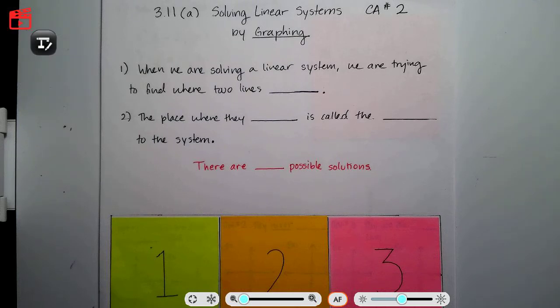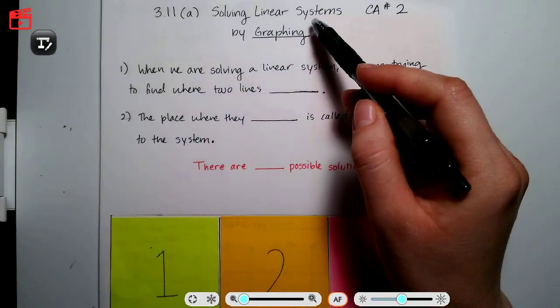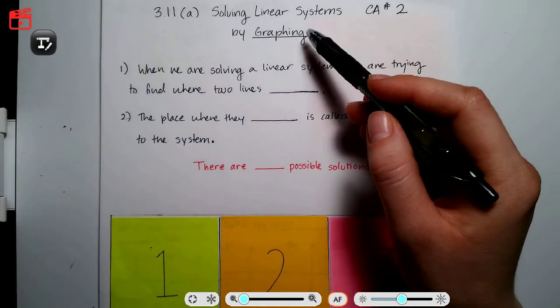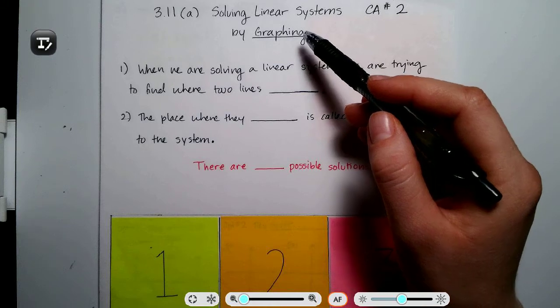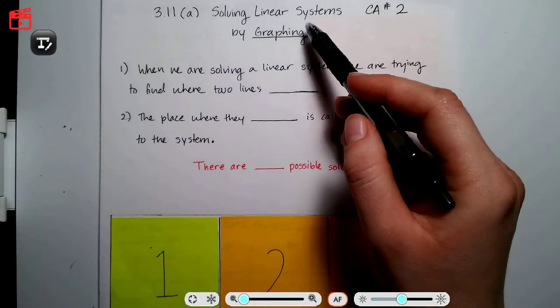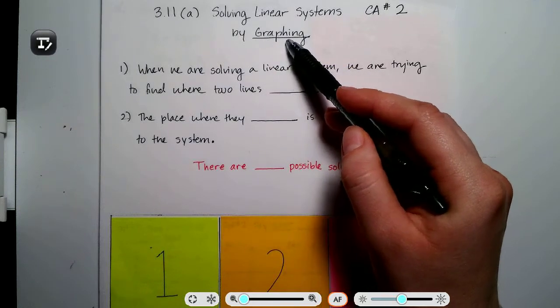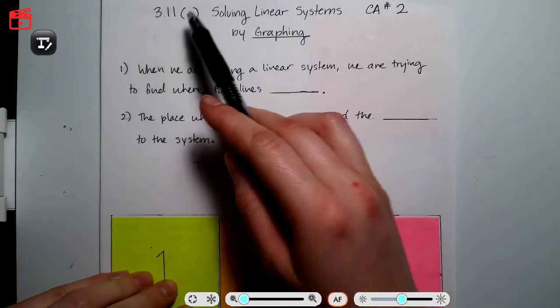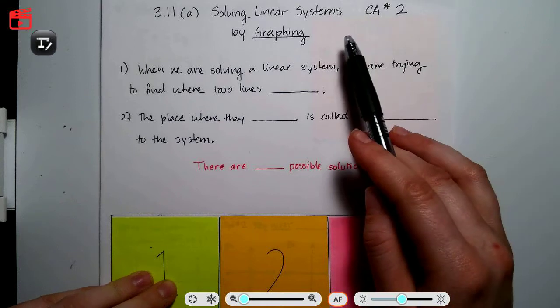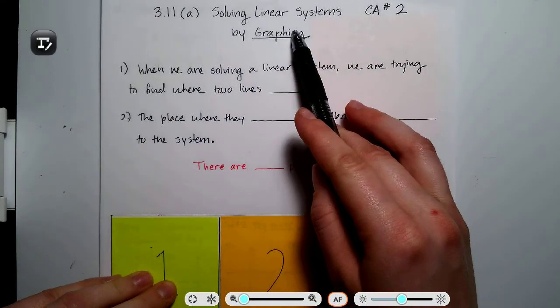Okay, so we're working on 3.11 Part A, solving linear systems by graphing. For 3.11, we are working on solving linear systems, and there are actually three different ways to solve a system, but we're just going to take a look at the graphing way. That's why I've split it into Part A and Part B. So Part A, we're looking at graphing.